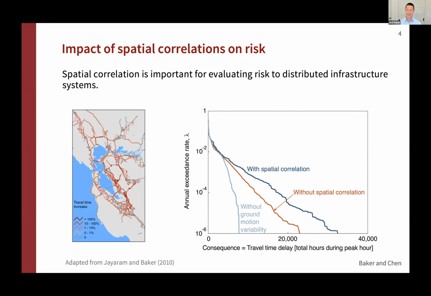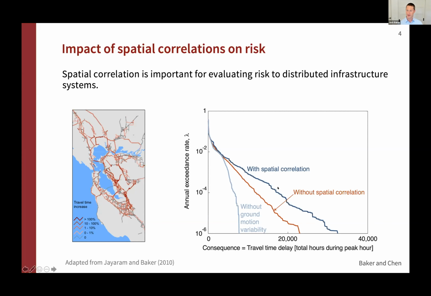And this spatial correlation is important from an engineering perspective because it influences risk to spatially distributed systems. So here is a quick one-slide explanation of what's going on. This is repeating some work from a former student in MLJRM a decade or so ago. He was looking at disruption to the transportation network in the Bay Area and was simulating earthquake events, and then the spatially distributed ground shaking amplitudes that would result, and then the disruption to the transportation network given that ground shaking.